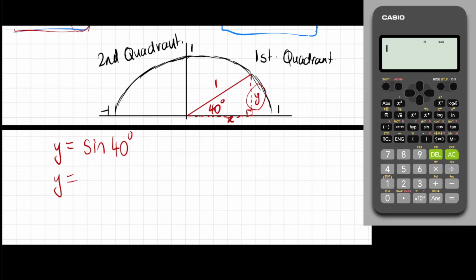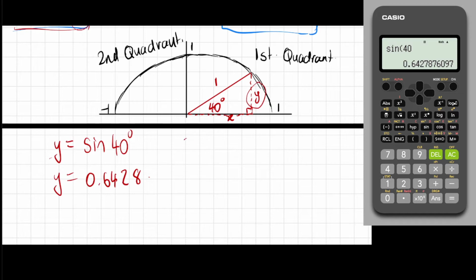But because the hypotenuse is equal to 1, we can just say that our value for y is just sine 40 degrees. So put that into your calculator, sine 40, and there you go, it's 0.6428. We'll do 4 decimal places. So 0.6428.